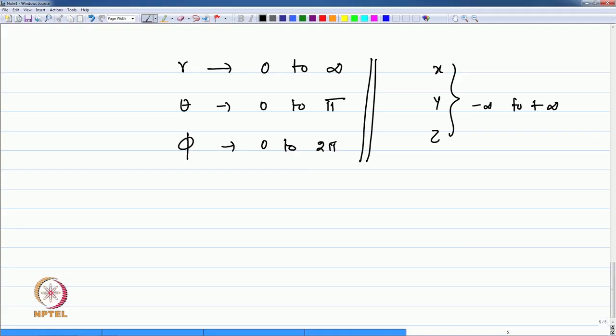Therefore, these are the limits, and dx, dy, dz, which is a volume element in Cartesian coordinate space, will have to be expressed in terms of the volume elements in spherical polar coordinate system, and that is given by r square dr sine theta d theta d phi.